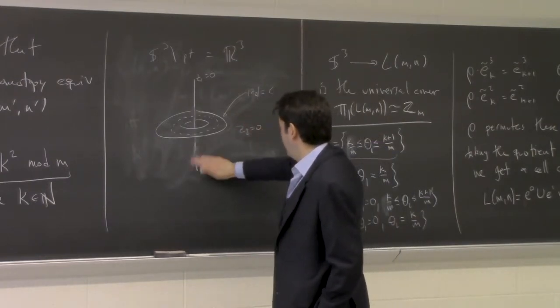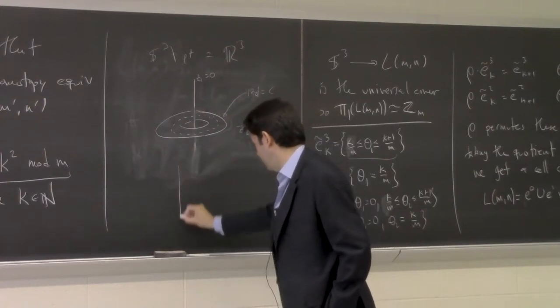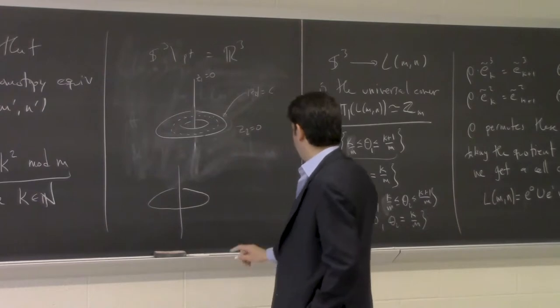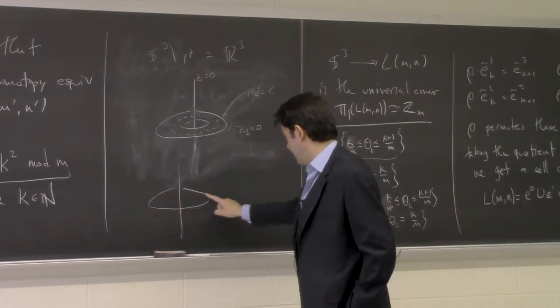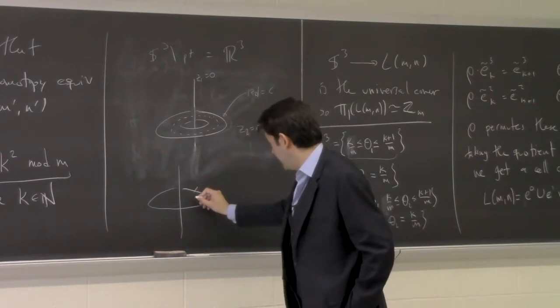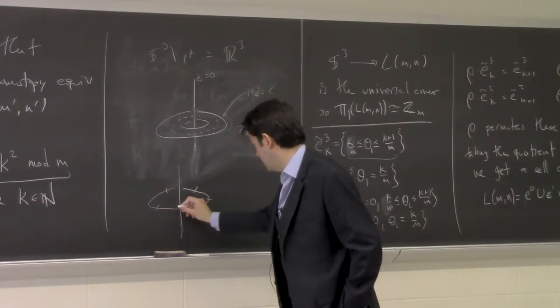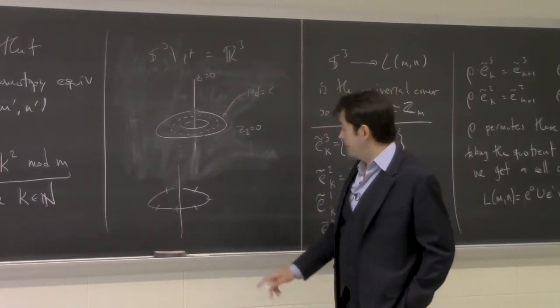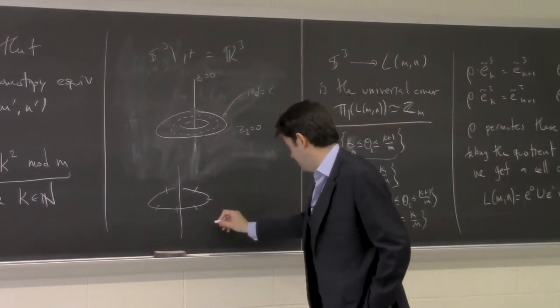OK. Now, what does this cell complex look like? So let's go back to the circles. So Z1 is happening over here. So what you have here are the mth roots of unity. And so those are the mth roots of unity.